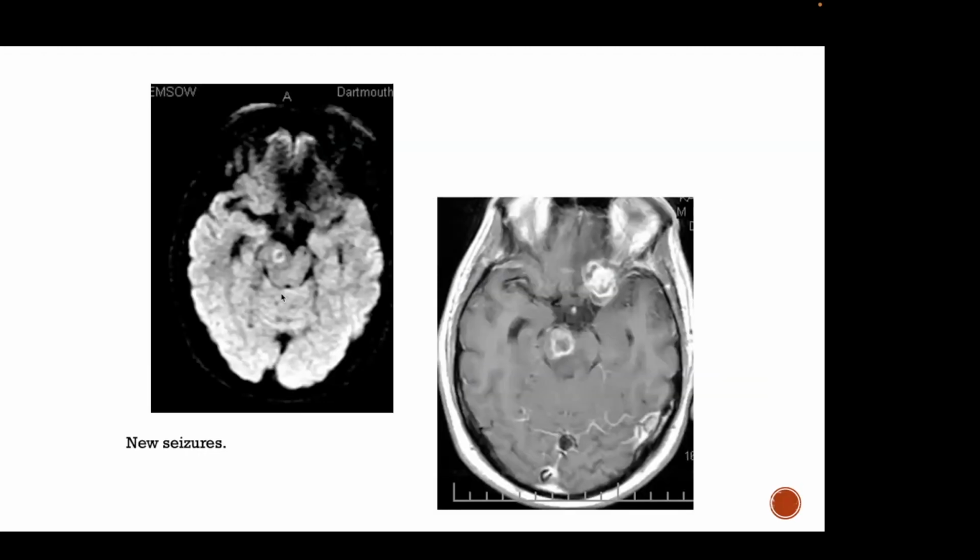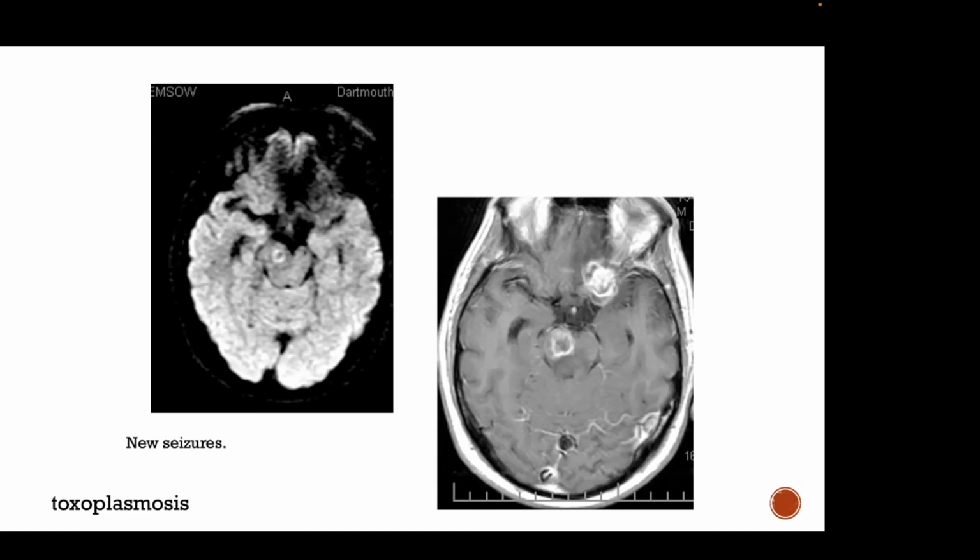Here's another example. This patient had seizures. You can see there's a lesion here in the midbrain, and here you see a ring enhancing lesion and another ring enhancing lesion over here. This is a patient with toxoplasmosis, which of course is not uncommon in the untreated HIV population.